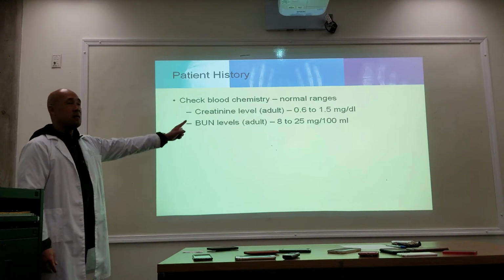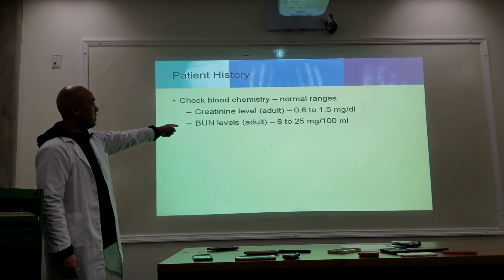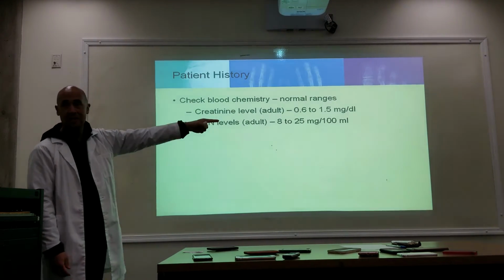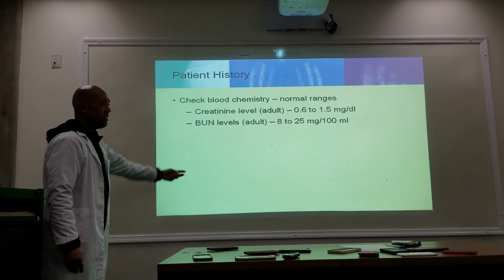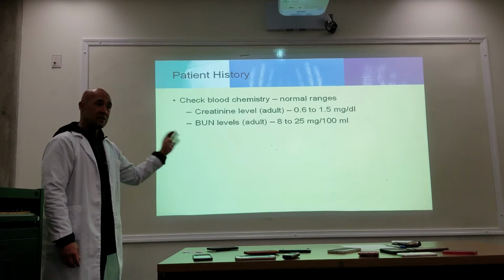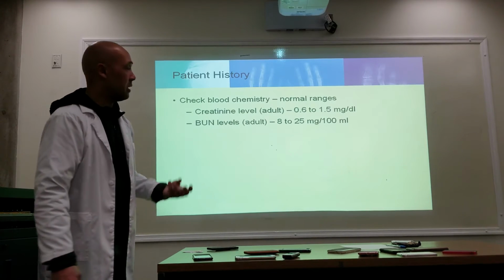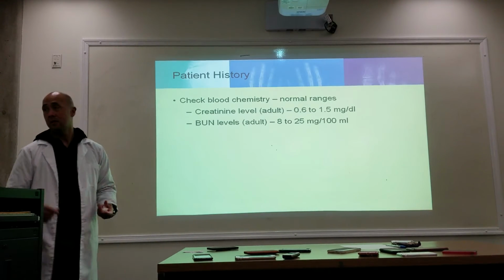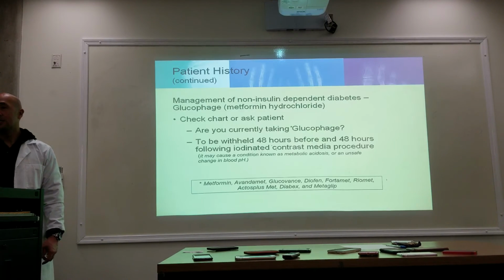All right, so again, make sure you check the labs before you perform the procedure. Check for BUN and creatinine, those are your normal ranges. Anything that's elevated or exceeding, the doctor needs to know, because it's an indication that the patient is in renal or near renal failure, and so we don't want to give them contrast. So check for creatinine and BUN levels.